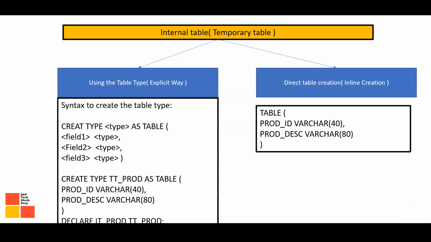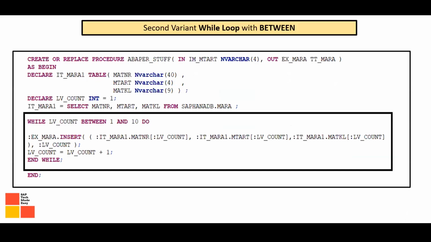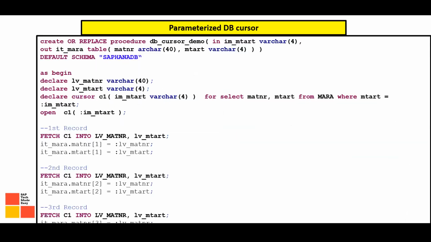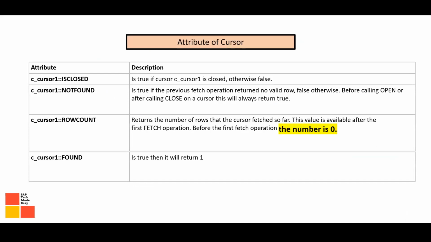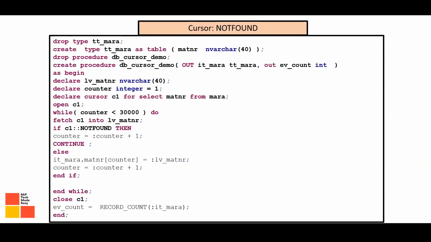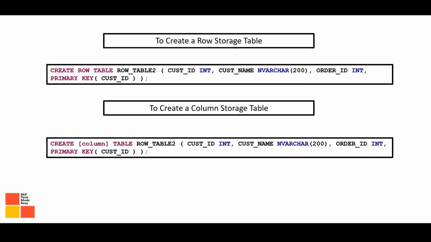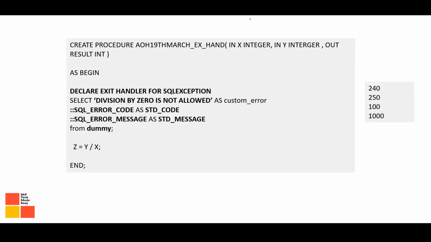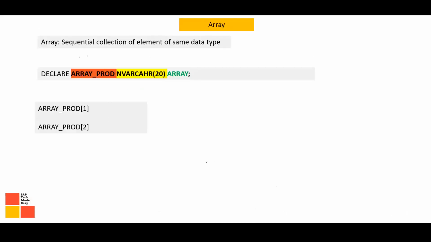So this is about the internal table and the different ways of creating it. Here you can see the cursor properties. This is useful while writing the code: row count, not found, creating table, and like that. You can also see the array here, right?